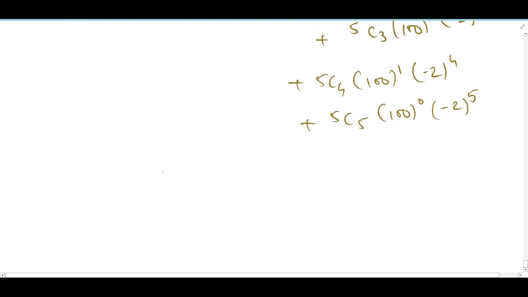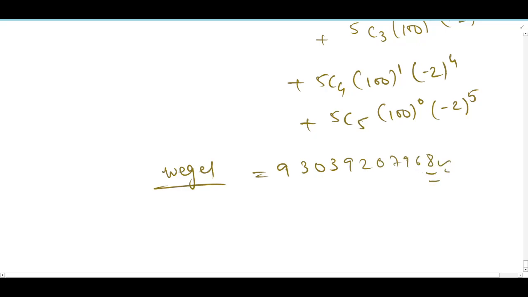So after expanding this we get 9039207968 as the answer to this expansion.